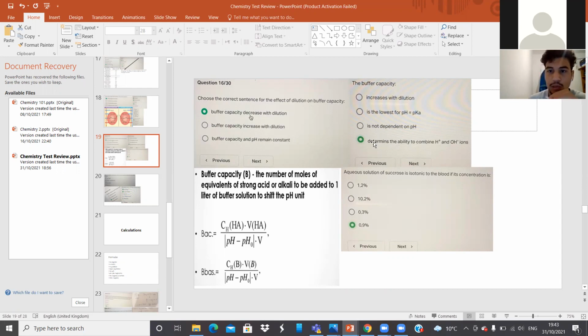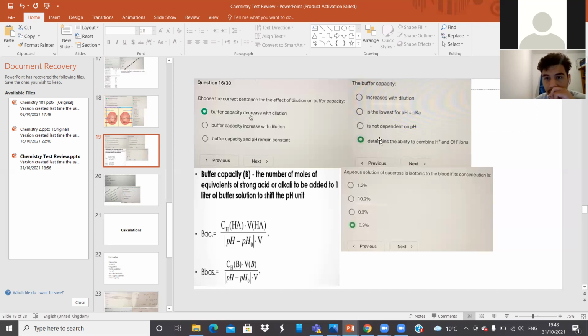Again, we've got another question regarding buffer capacity. Buffer capacity increases with dilution. That's wrong. Is the lowest for pH equals pKa. That means that there's the same concentration of acid and salt, not dependent on pH. That's wrong because you have the difference in pH in the formula.